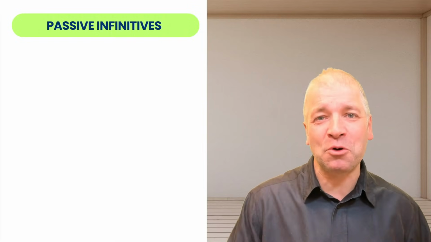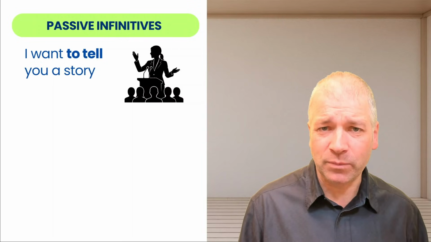Let's start with passive infinitives. Now, some of you are probably thinking, what is a passive infinitive? So let me walk you through two examples to show you what this means. Imagine that you are in front of a crowd of people like this, and you start by telling them, I want to tell you a story. We use I want to tell you a story because this is what I want. The subject is going to do the action of telling.